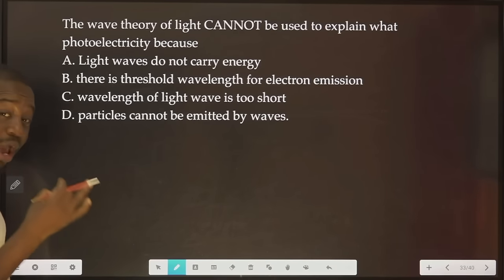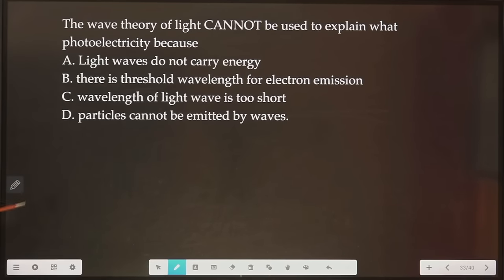Let's look at this. It says the wave theory of light cannot be used to explain photoelectricity because light waves do not carry energy. There is threshold wavelength for electron emission. Wavelength of light wave is too short. Particles cannot be emitted by waves. Okay, D is the correct answer.